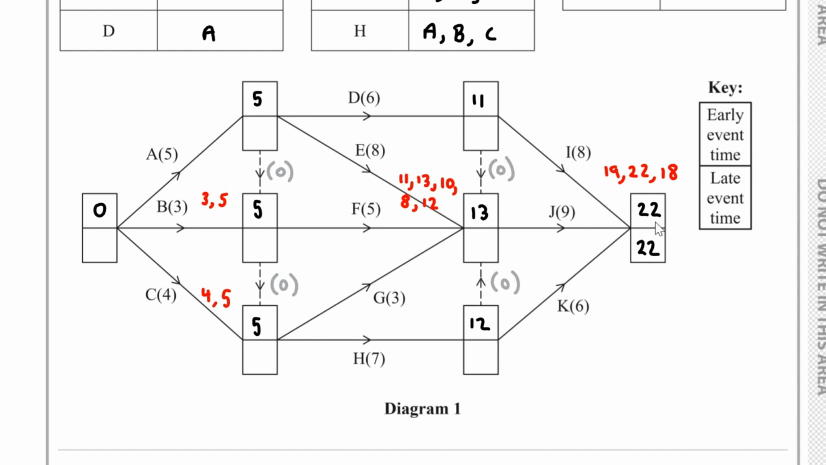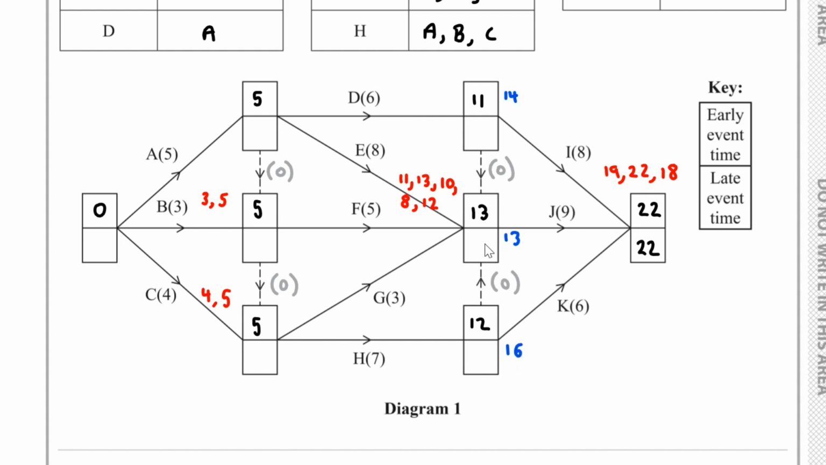So we have over here 22 take away 8. You'd find that to be 14. So let's just write down the 14 here. We've got the 22 take away the 9. That's 13. Let's just write down the 13 here. And we've got 22 take away the 6. You'd find that to be 16. Let's just write all those down here.